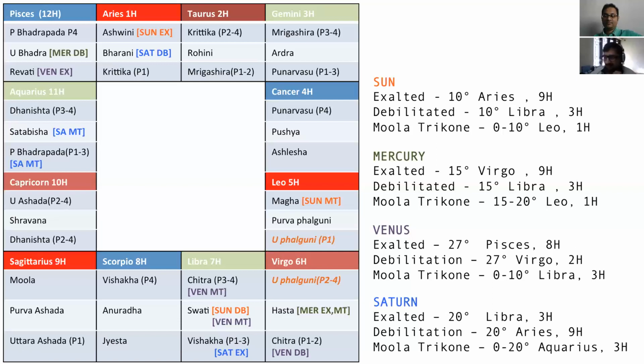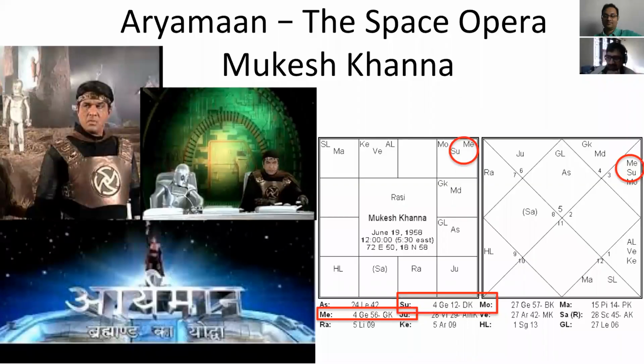Now, finally, this is one area of research I'm doing. When I was growing up, Mukesh Khanna starred in a space opera which showed up on Doordarshan as Aryaman. Aryaman is literally the deity of Uttara Phalguni, so I was looking at placements in Uttara Phalguni, but he doesn't have any placements directly in Uttara Phalguni. We don't know his birth time though. So probably his ascendant could be in Uttara Phalguni.